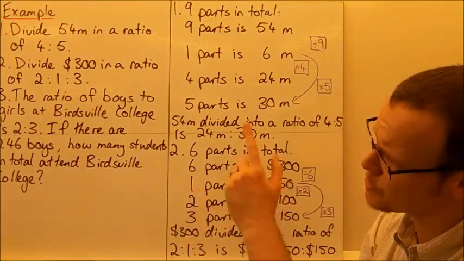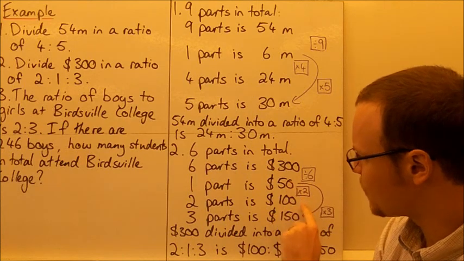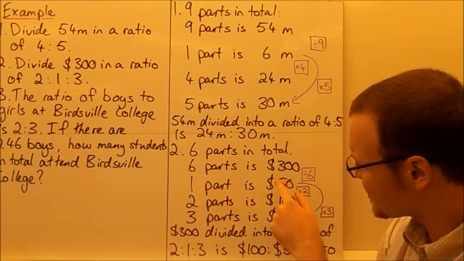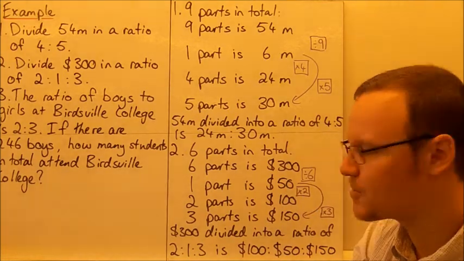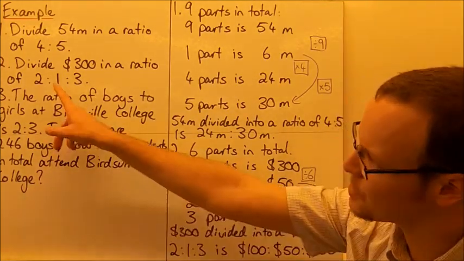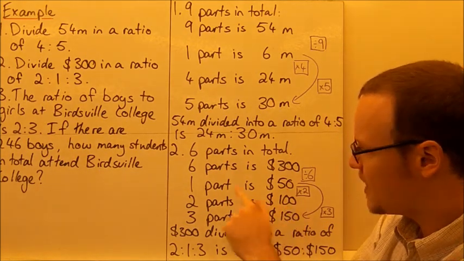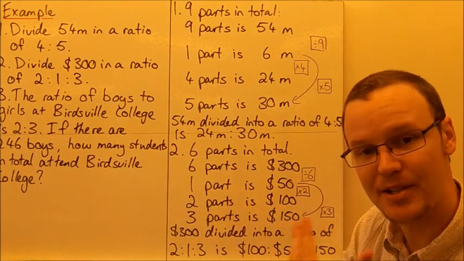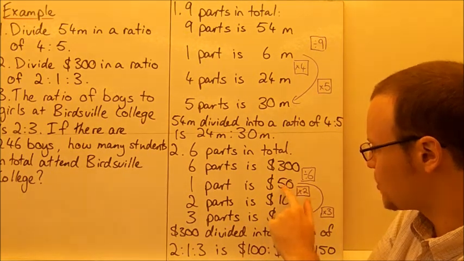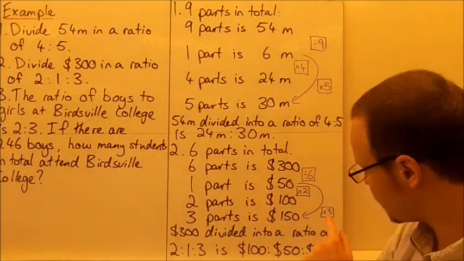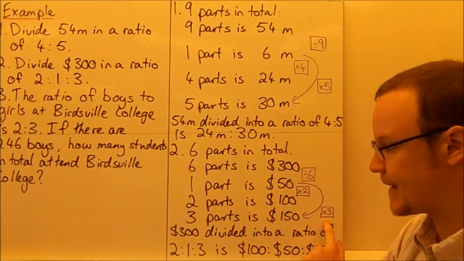And we can find how much 2 parts is worth by multiplying by 2. If we multiply the 1 part by 2, we've got 2 parts, and $50 times 2 is $100. So the 2 parts for our problem is going to be $100. Now, if we've got 1 part and we want 3 parts, we can multiply by 3. Multiplying by 3 means that 3 parts is going to be $150.